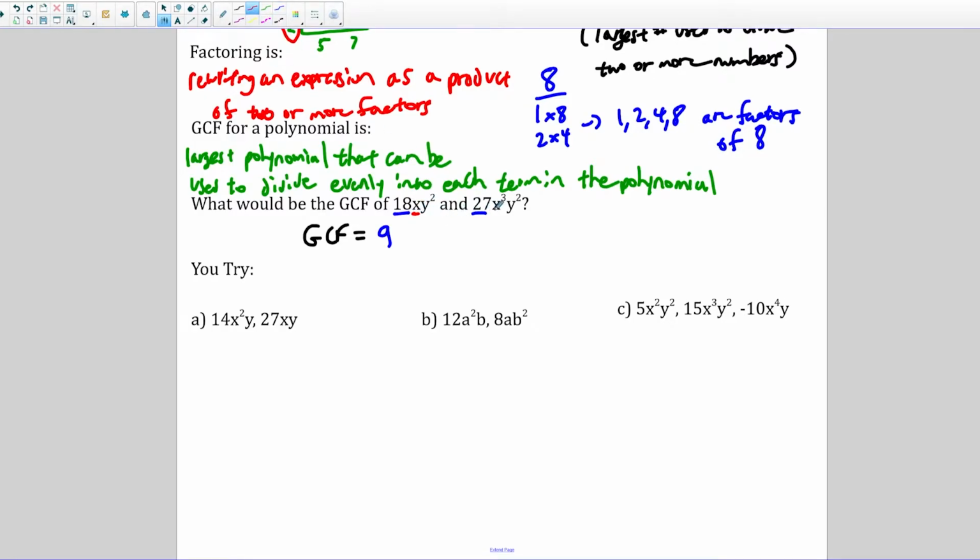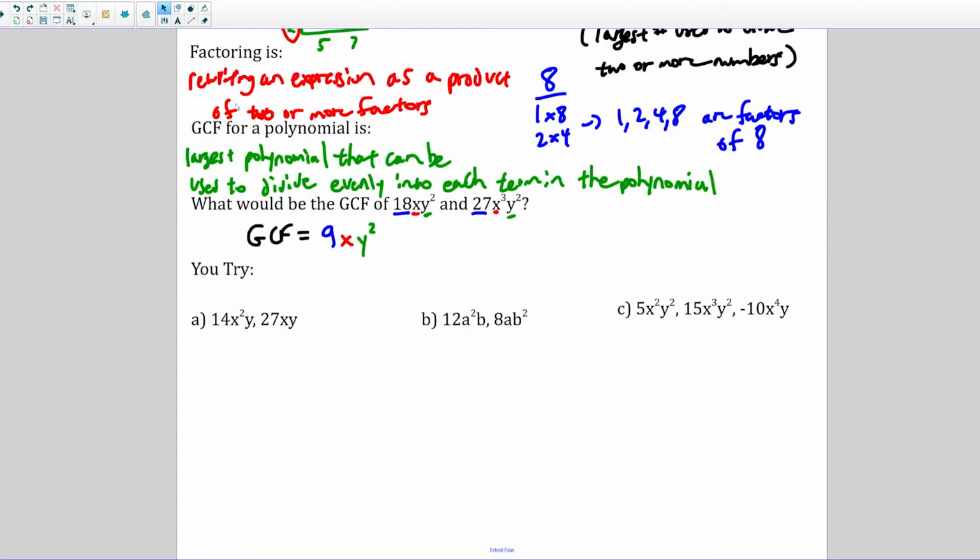Next, we're going to look at the x's. We have an x and an x cubed. Well, we want to think, how many x's can we actually divide into x and x cubed? Well, the most we can divide is just dividing it once. So x is the GCF of x and x cubed. It can't be x squared because we can't divide x squared into x. Finally, we're going to look at the y squared and the y squared. Well, we can divide y squared at most by y squared. So our final GCF of both of these terms is 9xy squared. So that was the quick method of doing this.